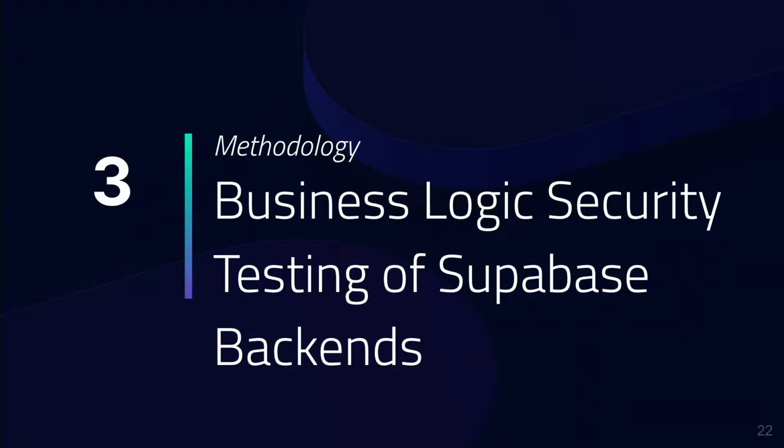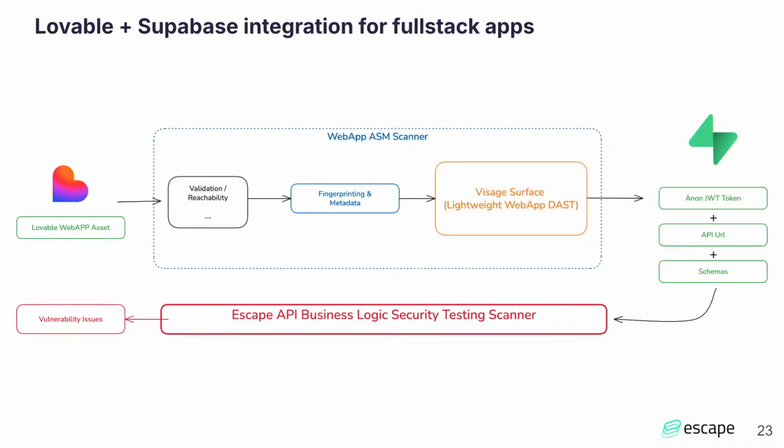Then, okay, now that we have those targets, how do we assess the business logic security testing of those backends and those APIs? Let me explain a bit how we do that at Escape. So this is the full scheme. We start with the Lovable. For a quick recap, we run it through the ASM scanner, the scanner that I presented, and some other scanners to find some metadata, stuff that could interest us. And from that, we extract the Supabase API and the JWT that is needed to connect to it, that is usually hard-coded in the JS files. And we construct the schema for it, and then we're able to fit it in our security testing scanner.